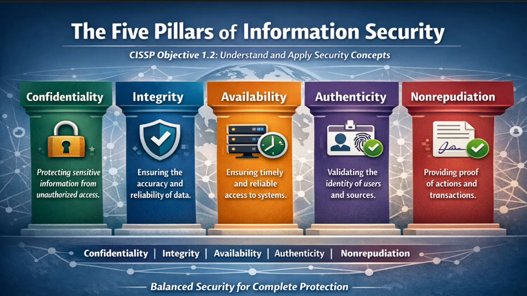How do these 5 pillars work together? These 5 pillars are related and often support one another in layered security designs. For example, encryption supports confidentiality, but if paired with hashing and digital signatures, it can also support integrity, authenticity, and non-repudiation. A secure system must balance all 5 pillars because focusing on only one can create weaknesses in another area.